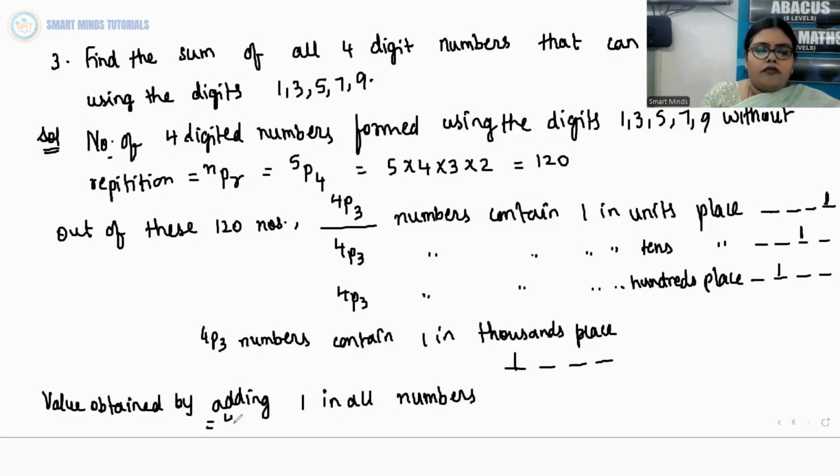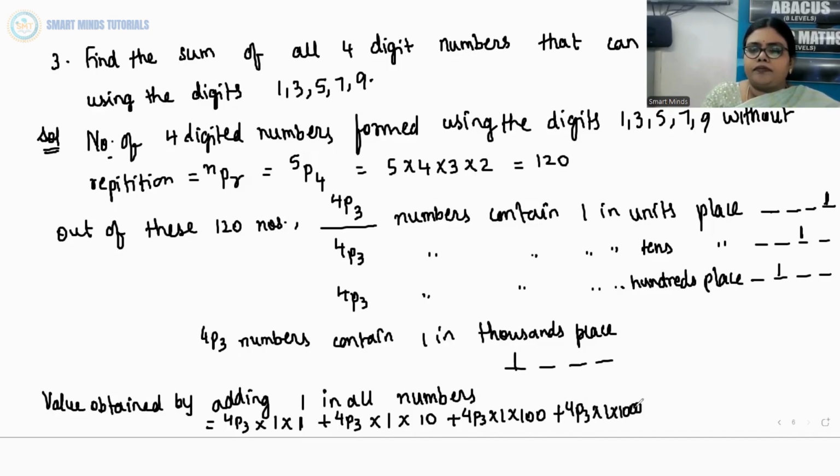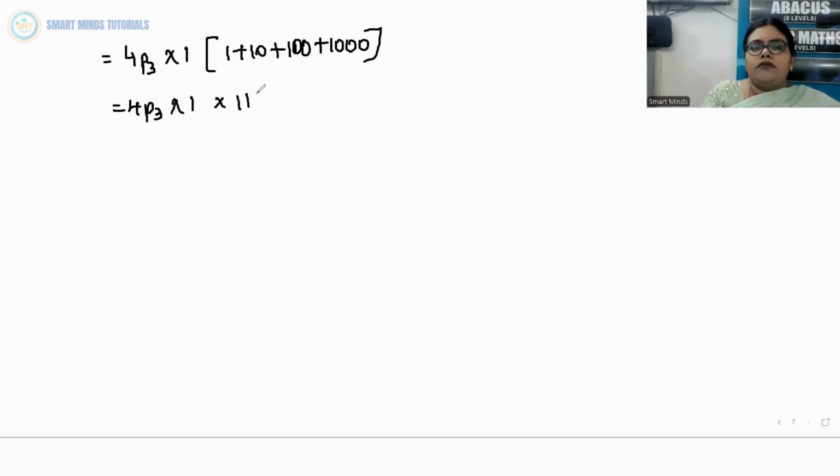That is 4P3 into 1 into 1 in units place, plus 4P3 into the number is 1 and the place value is 10, plus 4P3 into 1 into 100, plus 4P3 into 1 into 1000. Now the same way, let us solve that. If we take 4P3 into 1 common, we will get 1 plus 10 plus 100 plus 1000. So that is 4P3 into 1 into 1111.